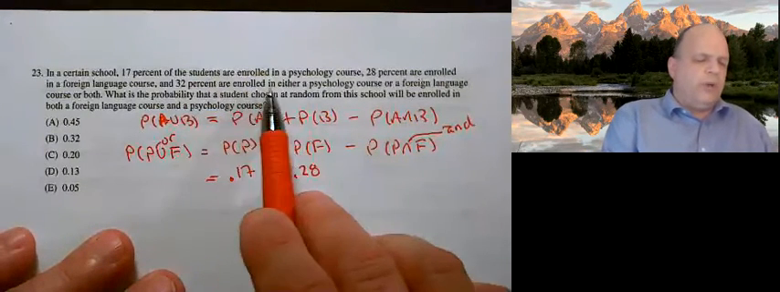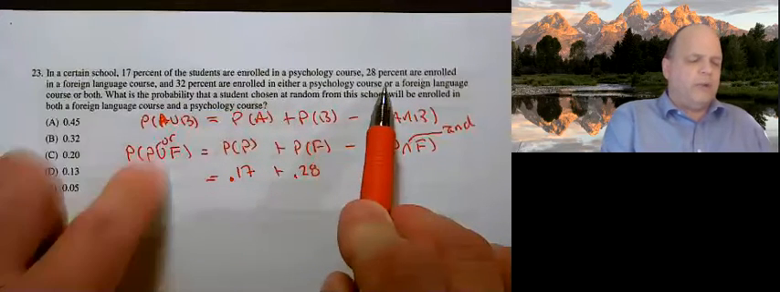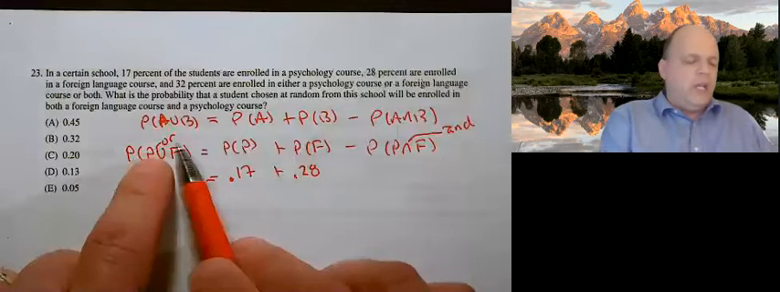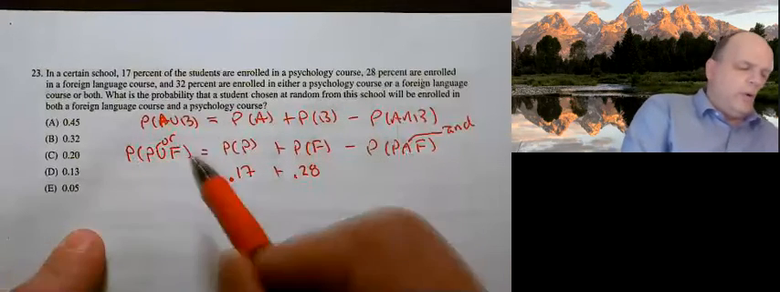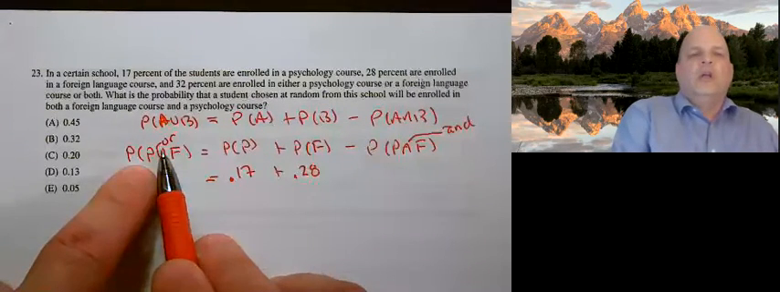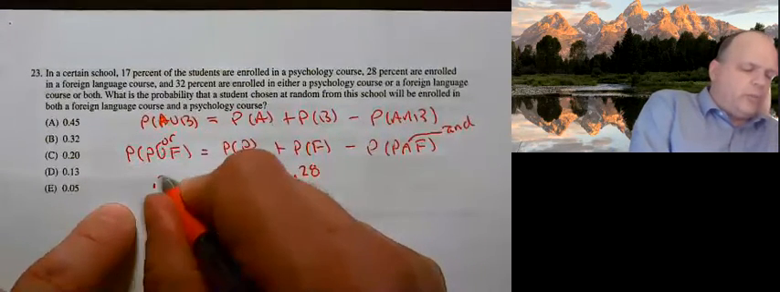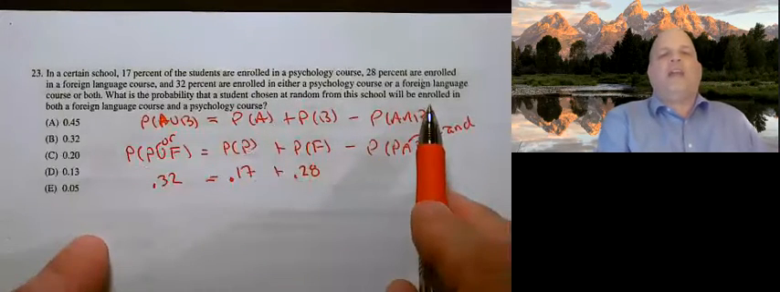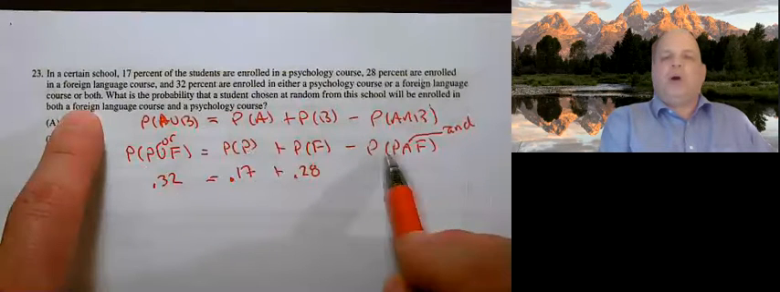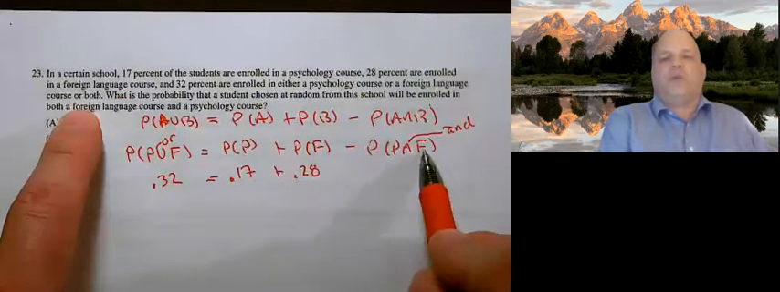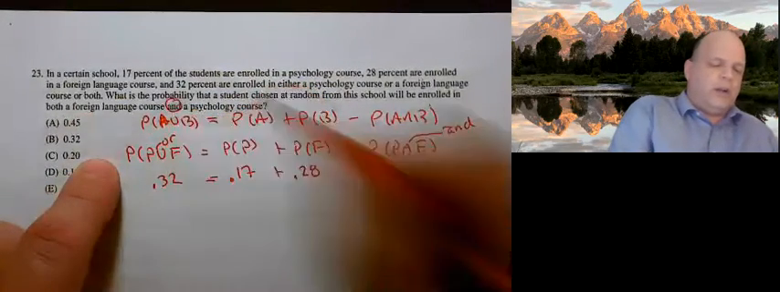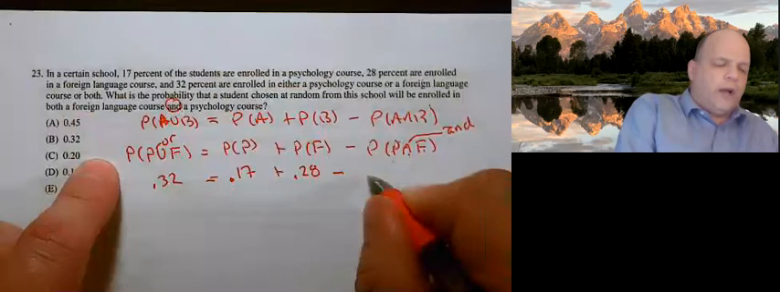And 32% are enrolled in psychology, foreign language, or both. So in other words, either this or this or this. And they don't always have to put the both in there. If they use or, this is what they're referring to. So this 32% is the union. Then just for clarification, both foreign language and psychology is the overlap, and we have just psychology and just foreign language. So this is what I'm looking for, and I'm just going to call it X at this point.